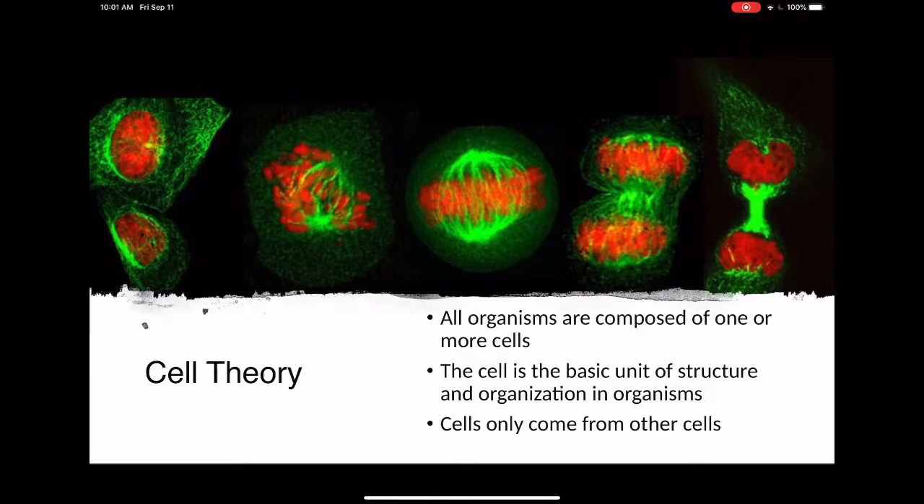So essentially, cell theory states that all organisms are composed of one or more cells, and that the cell is the basic unit of structure and organization in organisms. And also importantly, cells can only come from other cells.